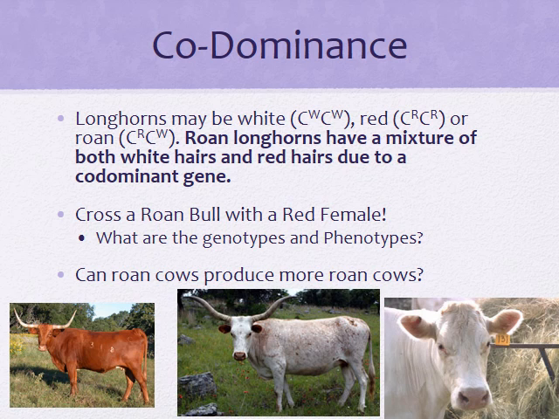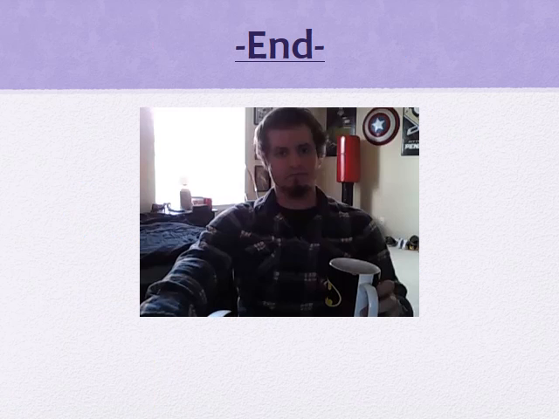Pause the video here, go ahead, work on your Punnett squares, and then we'll go over the answers. Okay, so pause the video right about now. So the answers here, for our first cross, a roan bull with a red female, we should get 50% CR CW and 50% CR CR, giving us 50% roan and 50% red. Now, could roan cows produce?